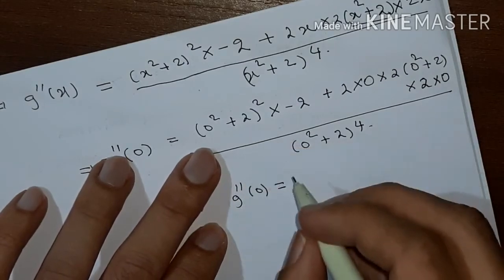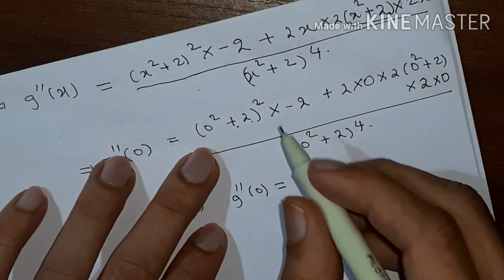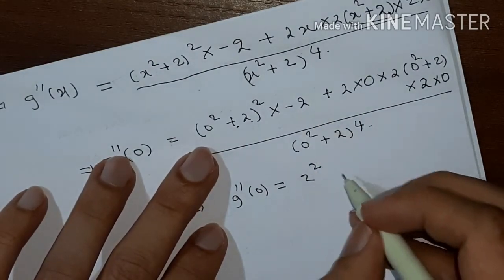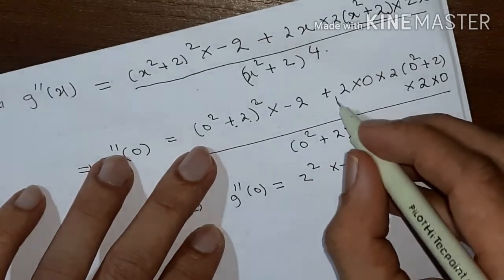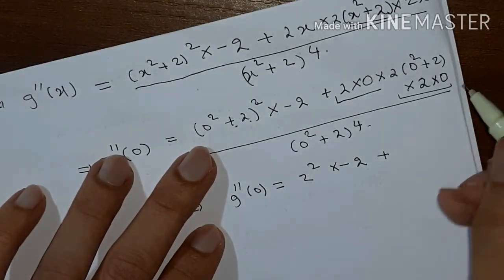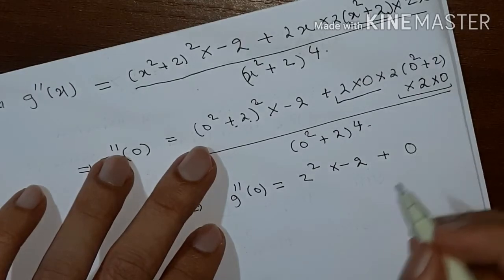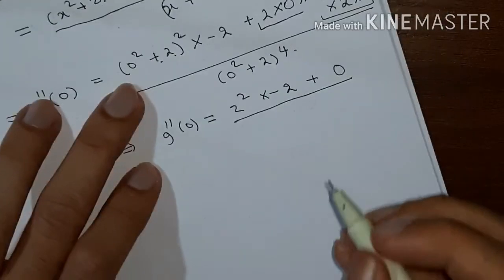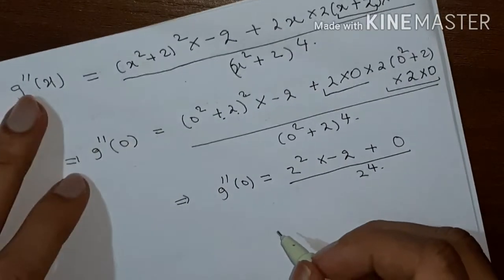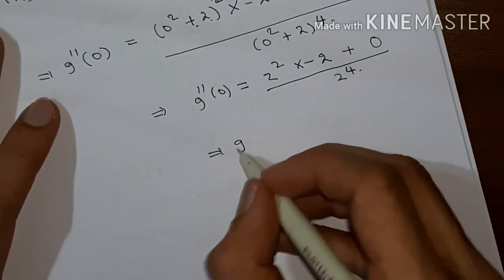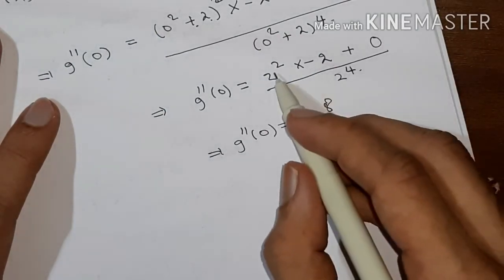This is 2 square, right, 0 plus 2 the whole square and multiplied by minus 2. And what will happen to this quantity? This quantity will be 0 because 0 is multiplied, right? So 0 now divided by, this is what? 2 raised to 4, okay. So what you will get is g double prime of 0 is minus 8.